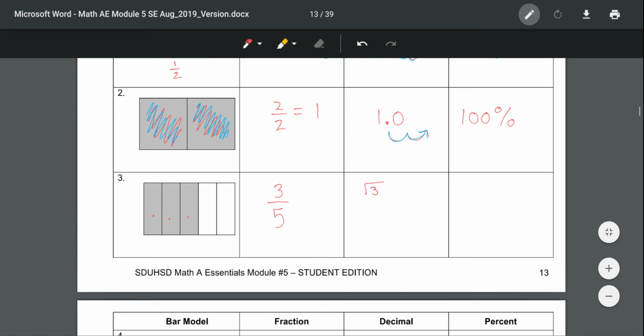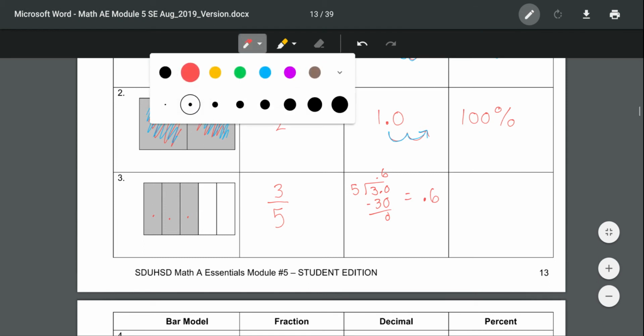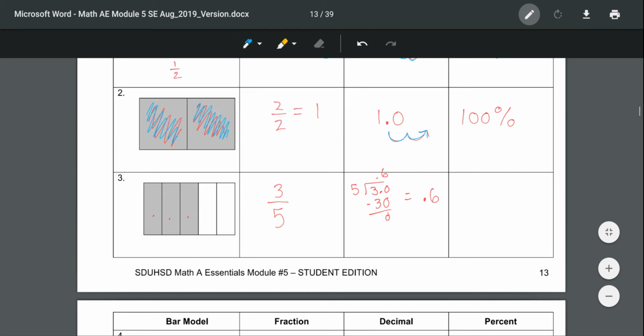So the numerator goes inside your division house, and then 5 on the outside. Since 5 doesn't go into 3 evenly, you add a decimal point and add a 0. 5 goes into 30 6 times. 6 times 5 would be 30. So that means that you would have 0.6. Now to convert 0.6 into a percent, you would move the decimal 2 places to the right. So this would be 60%.